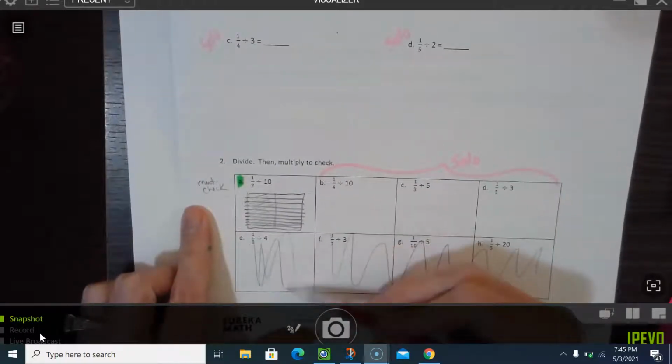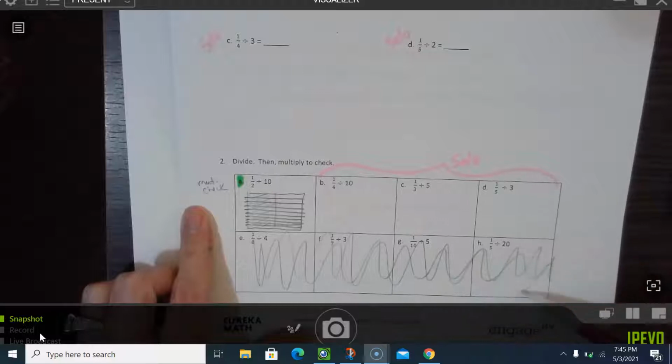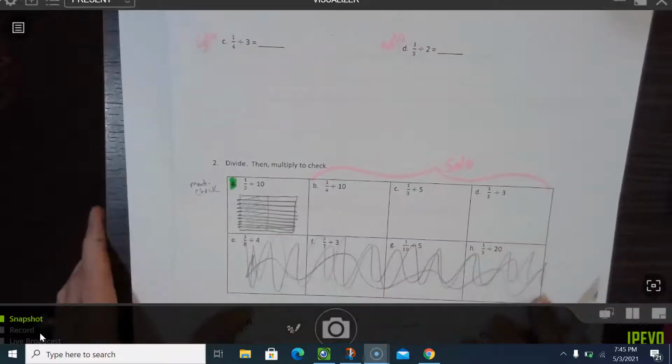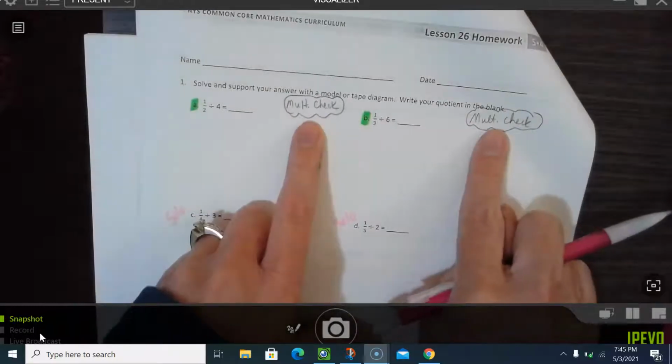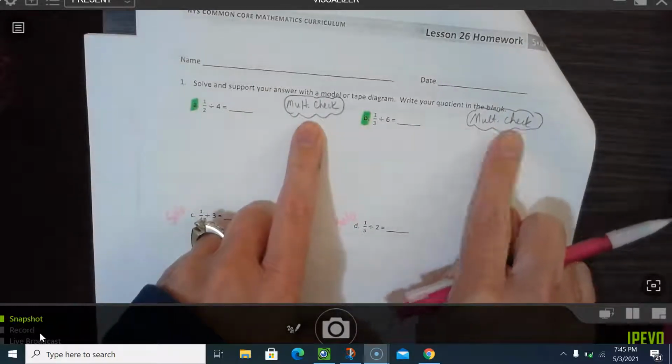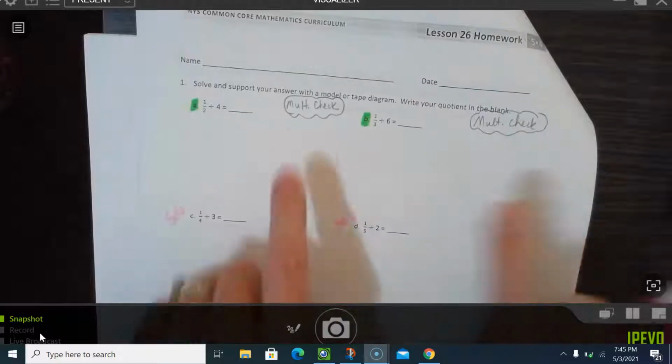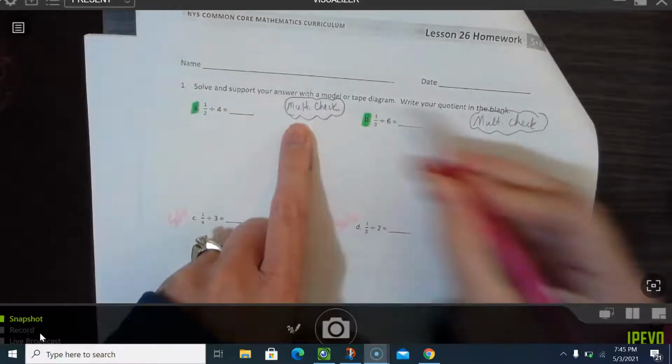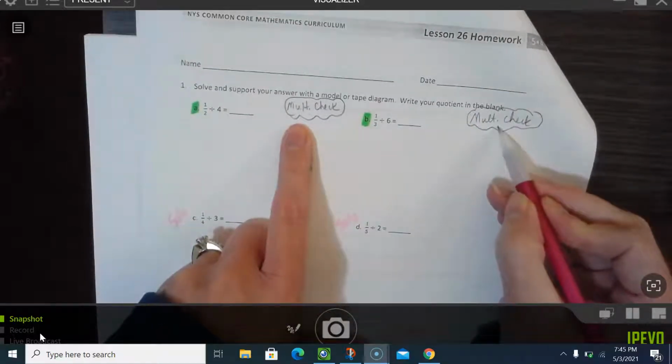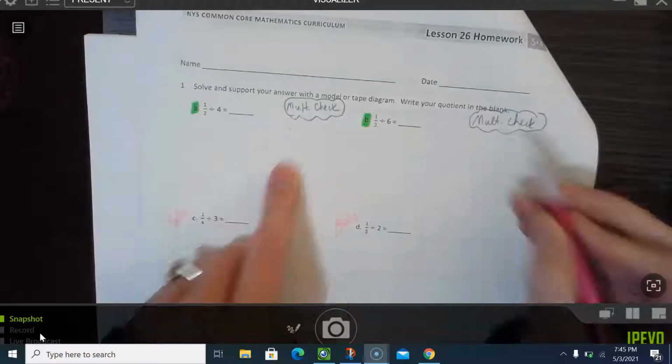You may go ahead and cross out that bottom row. We will not be worrying about that. I would like you to put a little bubble or cloud on the right side of each column of problems, multiplication check. So take a moment and set up your paper. If you need to pause the video, go ahead and do that.